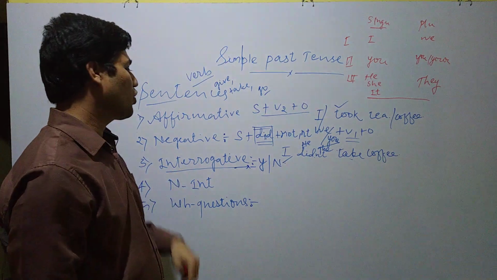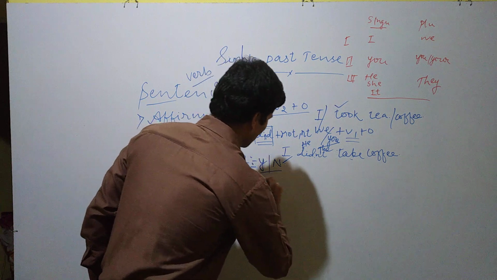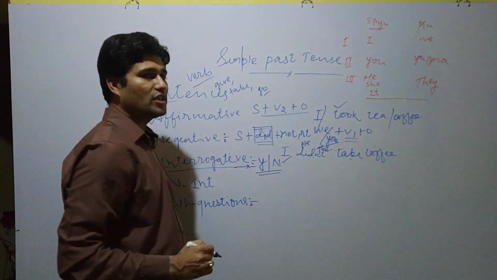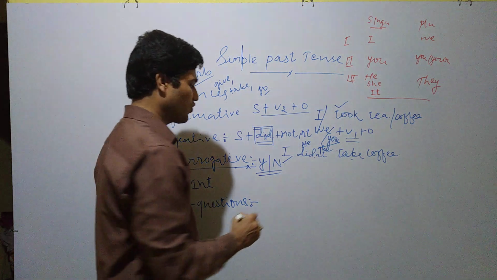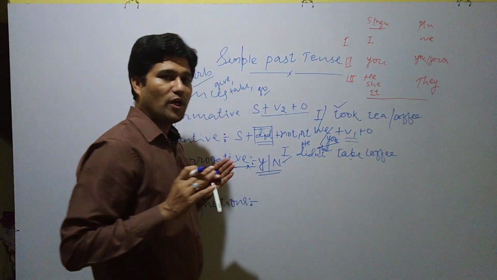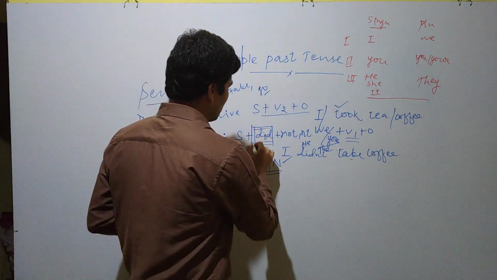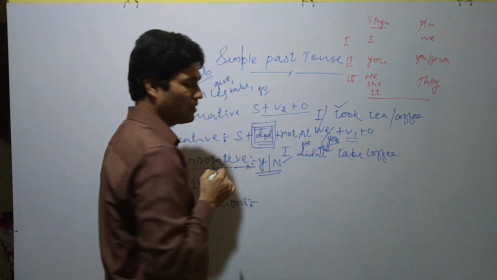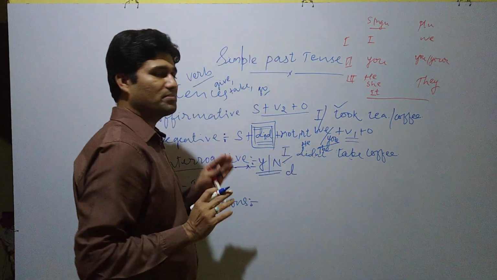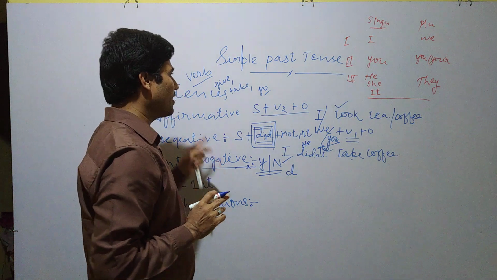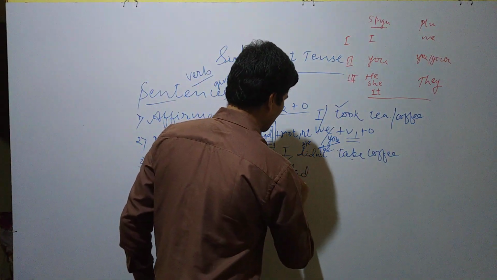Now we have the interrogative sentence. As I already told you, the interrogative sentence is related to yes/no type questions. It means our question will start from that particular helping verb. And in simple past tense we have only one helping verb, that is did. So each and every sentence will start with this word did.